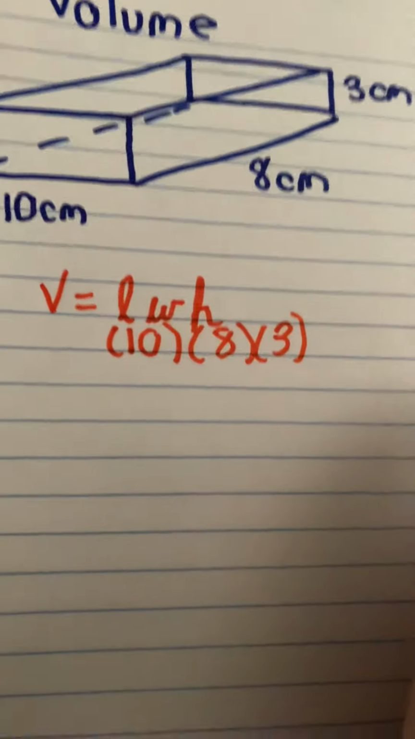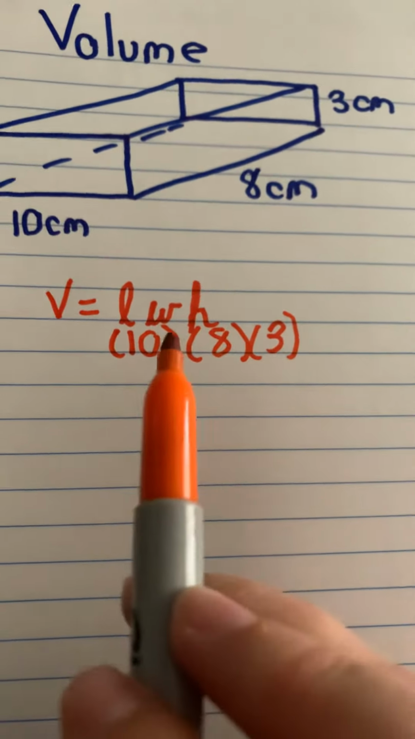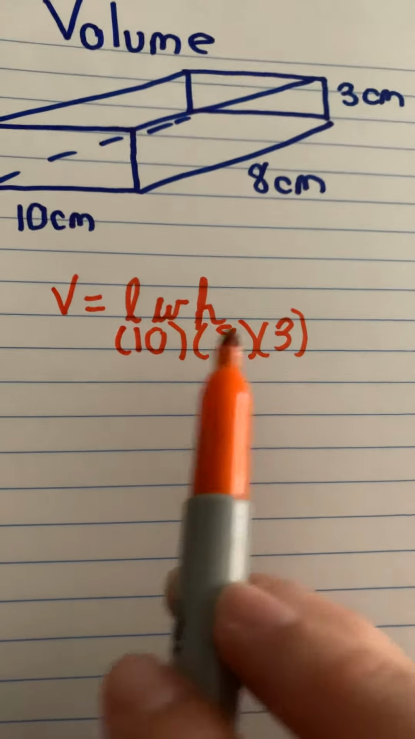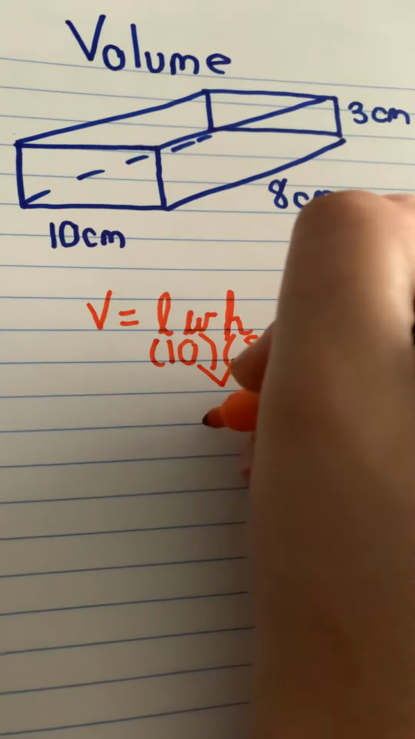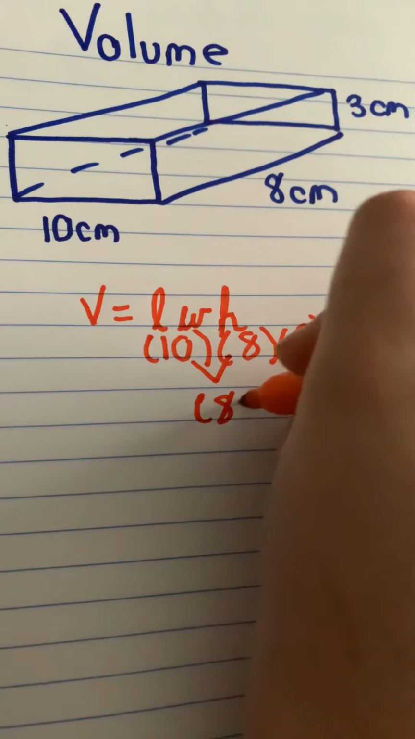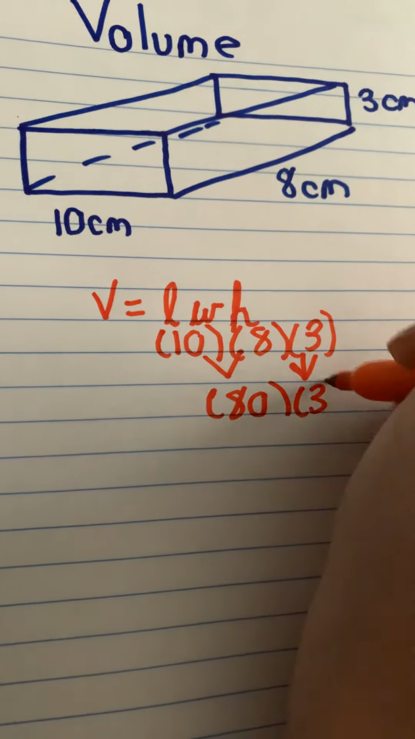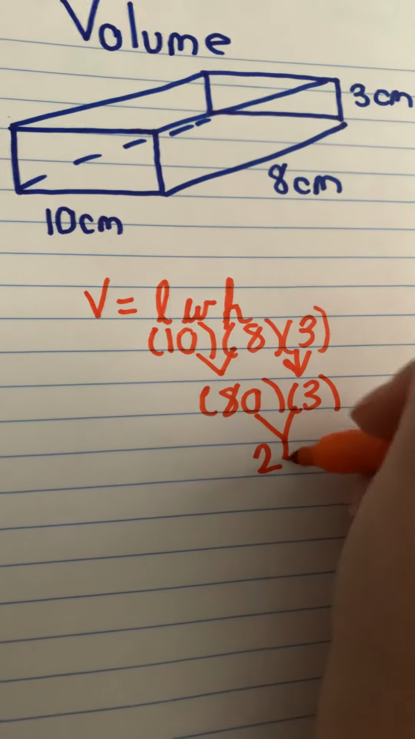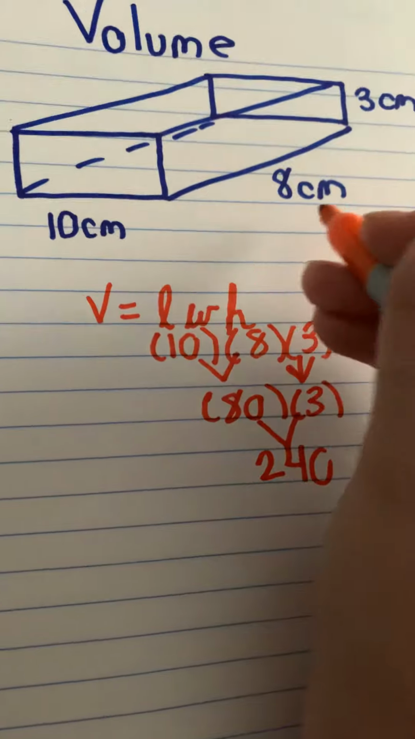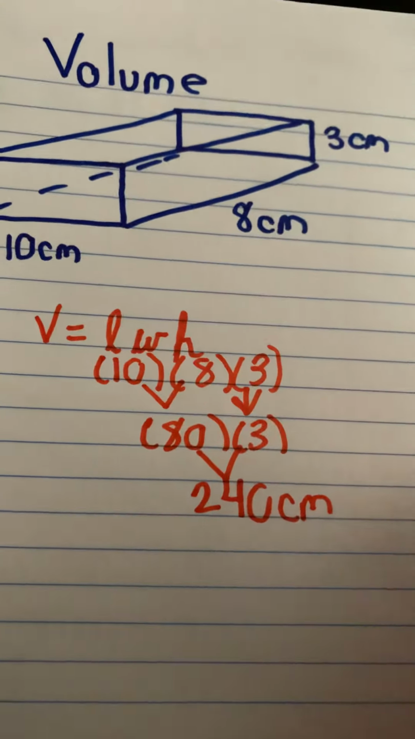Remember, for multiplying, you can do really any way you want to multiply. You can say 10 times 3 first, you can do 10 times 8 first, or you can do 8 times 3 first. It really doesn't matter. I'm just going to do 10 times 8 first. 10 times 8 gives me 80. Bring down the number I did not use, which is the 3. And I'm going to do 80 times 3, 240. I'm in centimeters, so 240 centimeters, and you have to be careful.